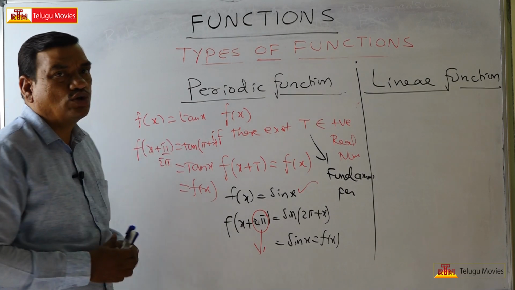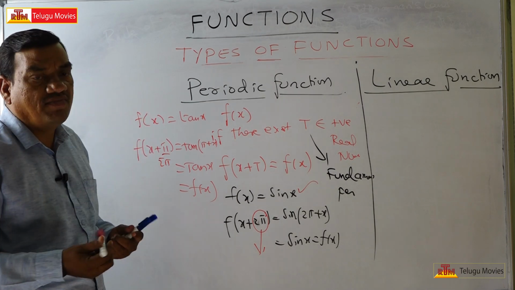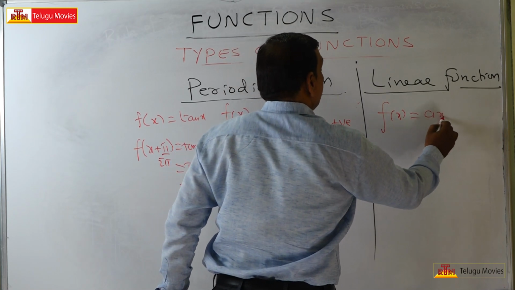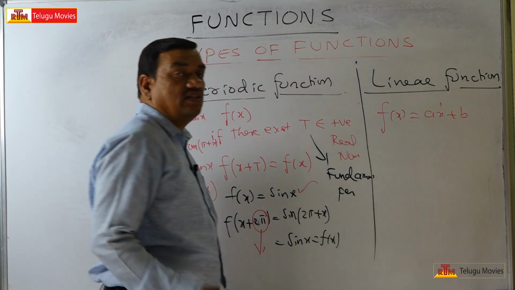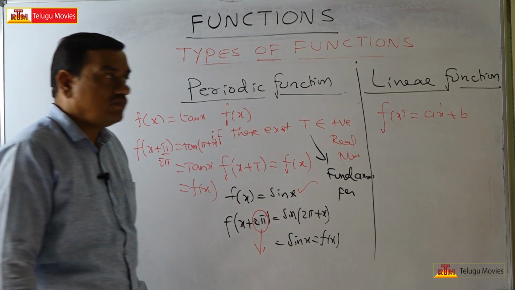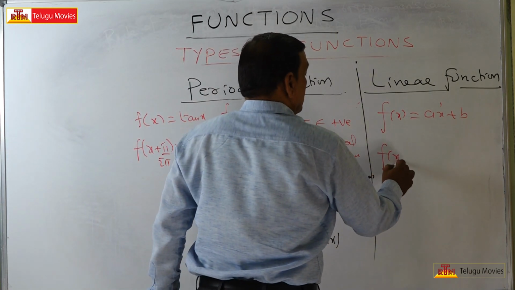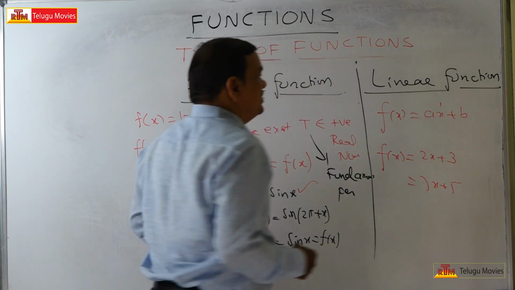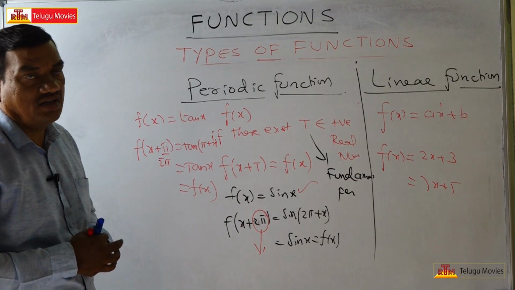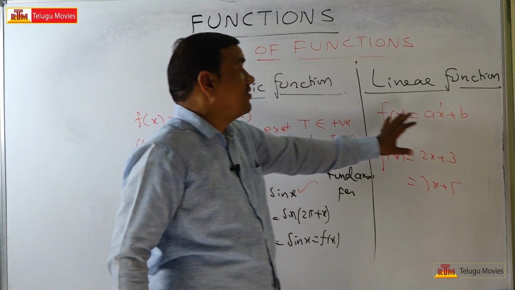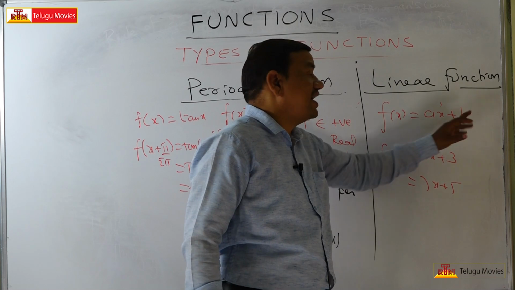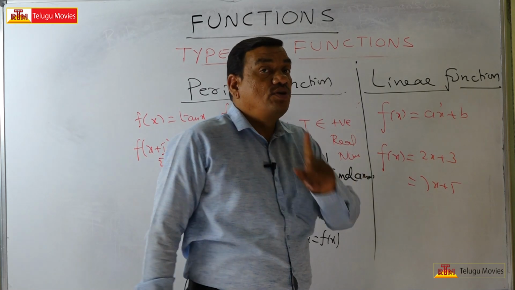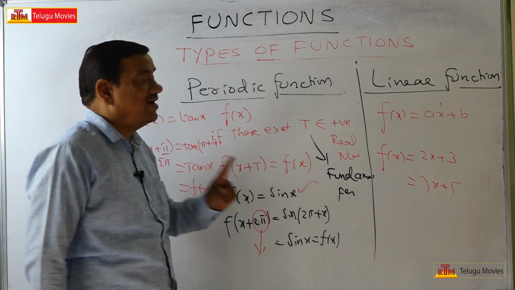Now here also there are so many properties. Now coming to linear function, very, very important, very, very easy. If f of x is a function of the form ax plus b, where the degree of x is 1, this is called a linear function. f of x is equal to 2x plus 3, 7x plus 5, all these are called linear functions. That means any function of the form f of x is equal to ax plus b, where a and b are real numbers and x is a variable. The degree of the variable should be 1. Then only that is called a linear function.